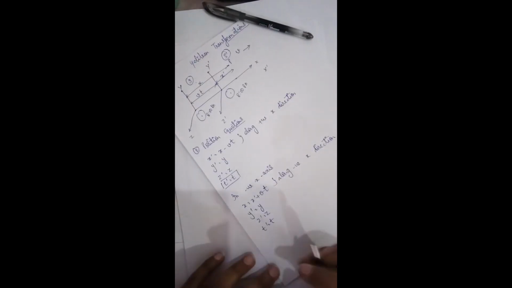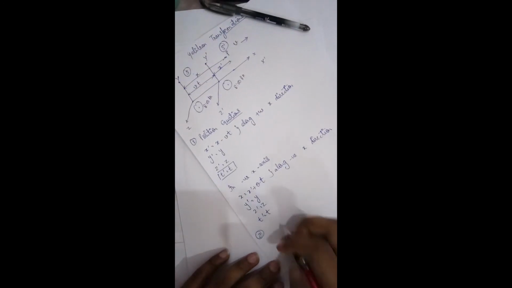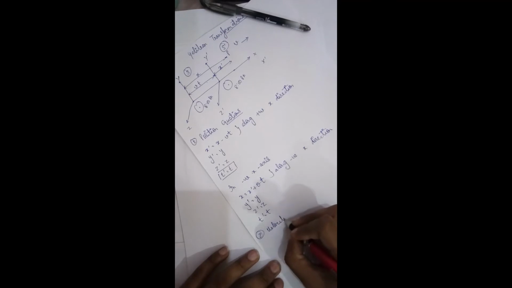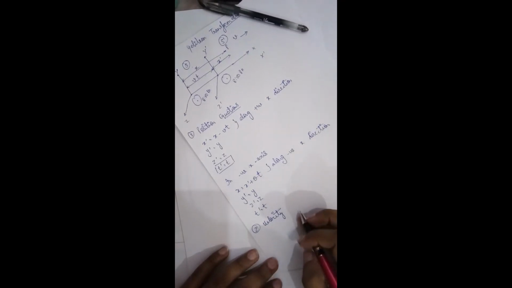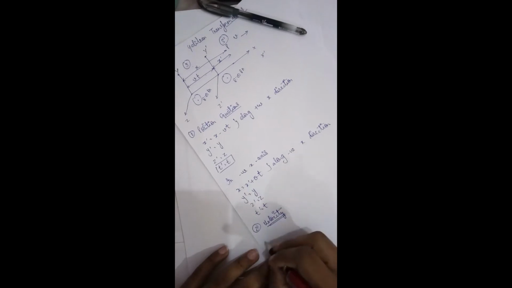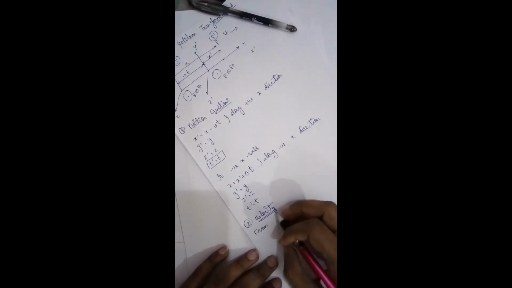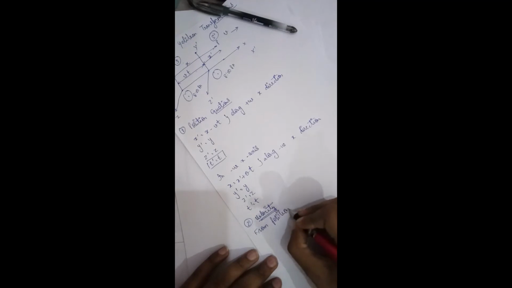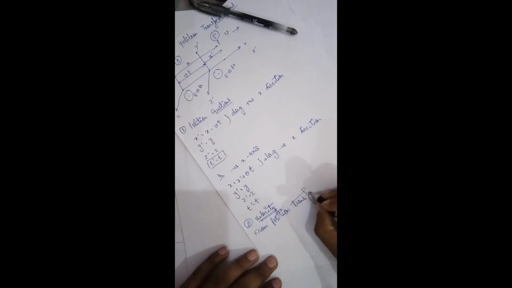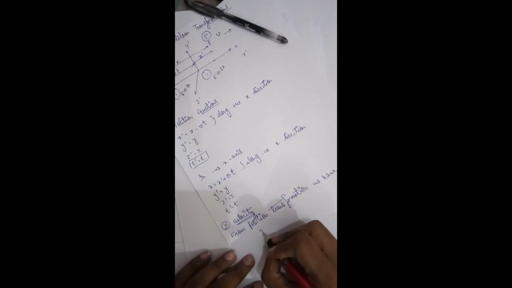Okay, now moving forward, our second subtopic is velocity. So from position transformation, we have x dash equal to x minus vt. Okay, moving forward, now we have done till here, like x dash equal to x minus vt from position transformation.